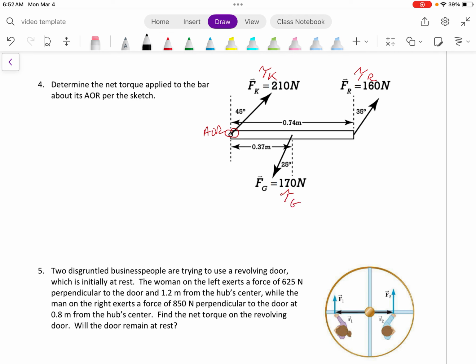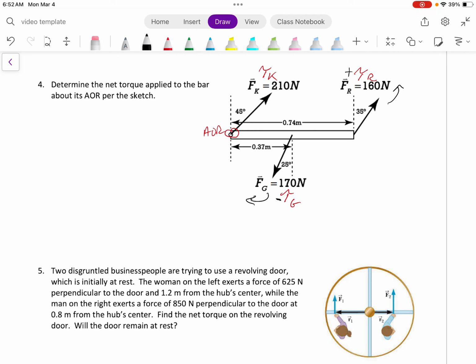This is how I do it every time I'm trying to find torques. Why do I label it? Because I need to determine the direction of the torque. Is it positive or negative? This is going to cause that to go in a counterclockwise direction. That is positive. This is going to cause that to go in a clockwise direction.